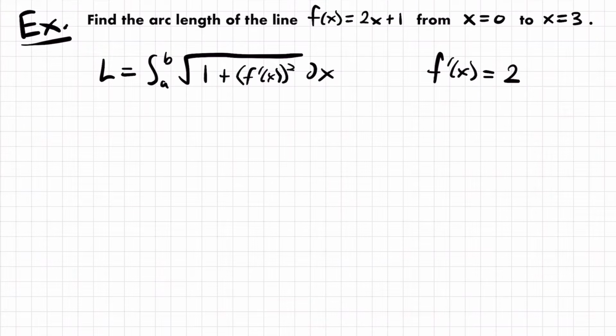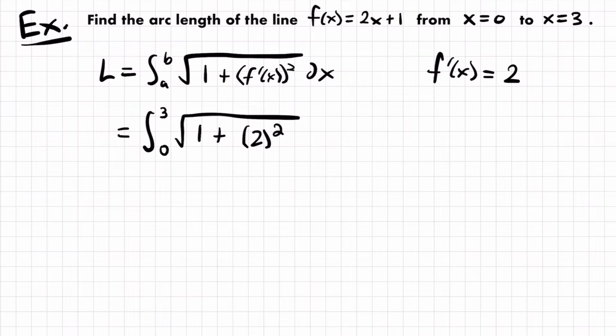All right, and so now we can set up our definite integral. The arc length will be equal to the definite integral from a to b, which in this case will be from 0 to 3. Those are our two values of x that we want to calculate the arc length between for our function. So our lower bound is 0, and our upper bound is 3. And then we'll have the square root of 1 plus f prime of x squared. And we found that f prime of x was 2, and so we will have 2 squared times dx. All right, and so now we have a pretty simple definite integral that we can solve.